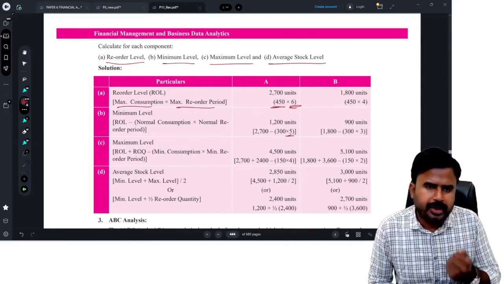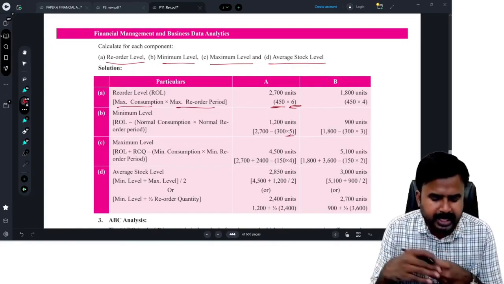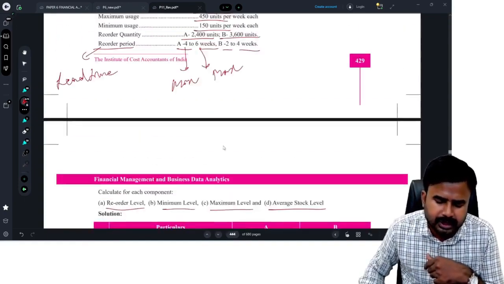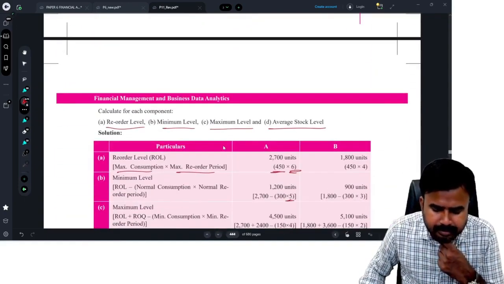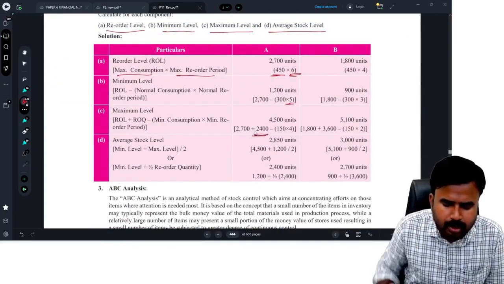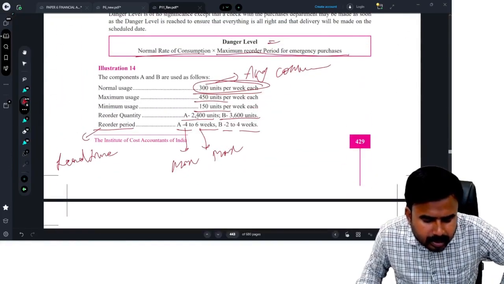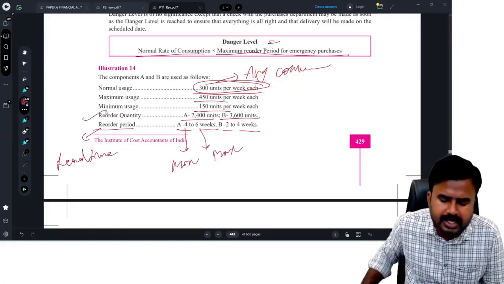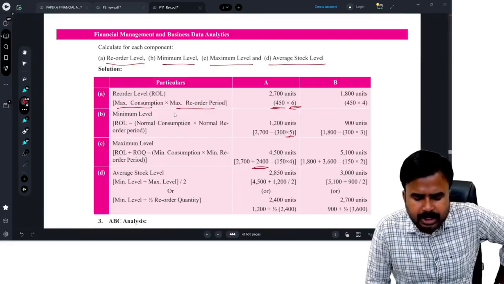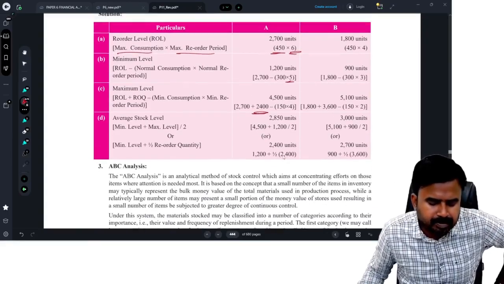Maximum stock level is reorder level plus reorder quantity minus minimum consumption into minimum lead time. My reorder level is 2700 units. The reorder quantity is not given in the problem actually. I guess, yeah, they have given it. Reorder quantity for material A is 2400 units. That's okay. 2400 minus minimum consumption into minimum lead time. You know, minimum consumption is 150 units. Minimum lead time is 4 weeks. Now we got 4500 as the maximum stock level.